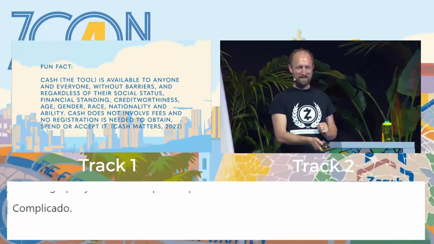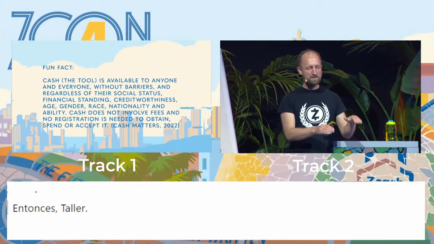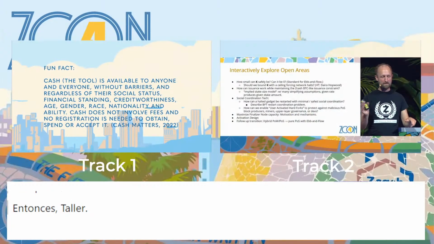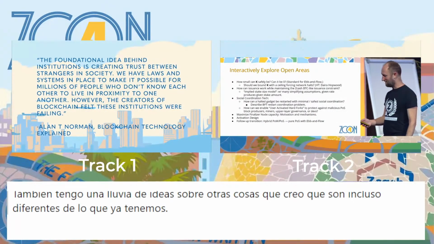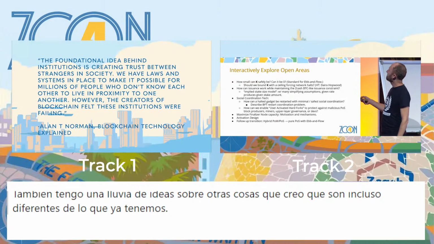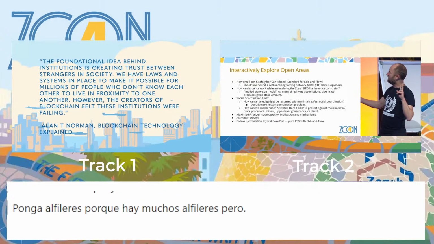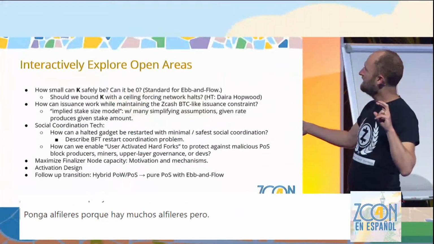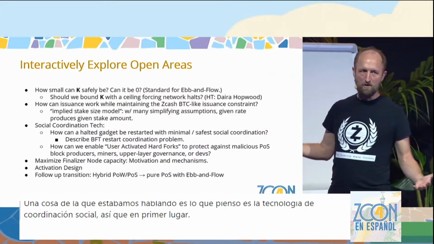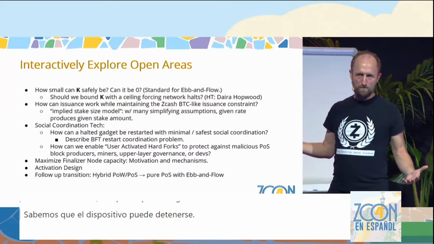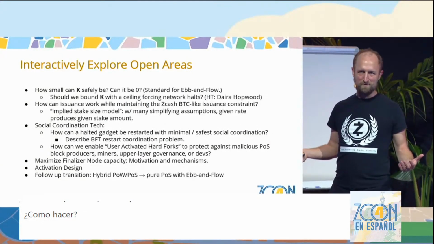So, workshop. I also have a brainstorm of other stuff that I think is different from what we've already put pins in, because there are lots of pins. One thing we were just talking about is what I think of as social coordination tech. First of all, we know the gadget can halt. What do we tell users? What do you do if that happens?